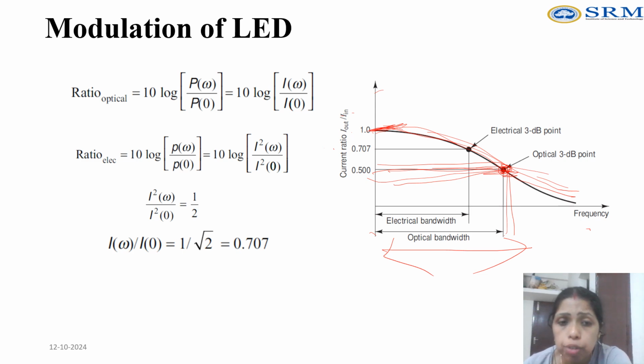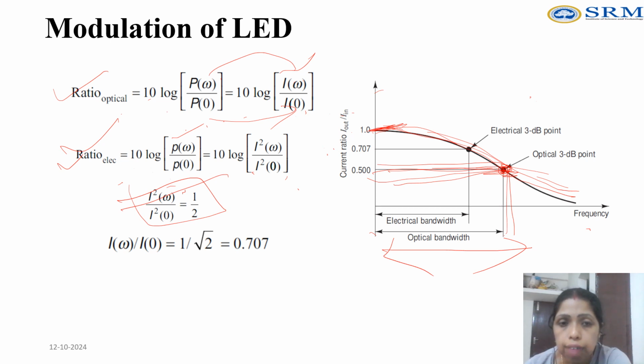Here the optical ratio is 10 log P output by P input. In the optical case, in place of P you can directly write I, so 10 log I omega by I naught. But the electrical ratio is also a ratio of power, 10 log P omega output by P input. Here P is I square R, so 10 log I square omega by I naught square. So this is defined to be half.